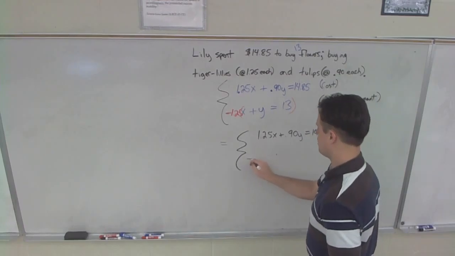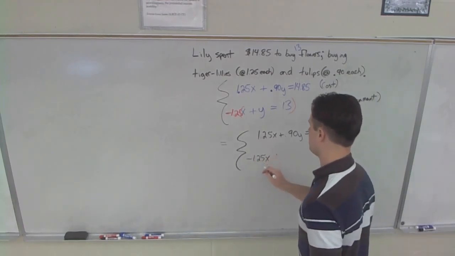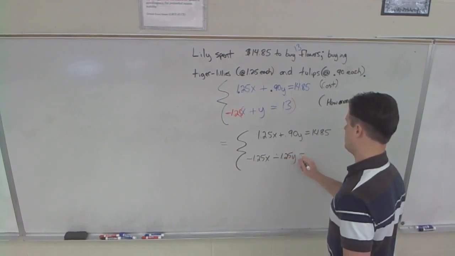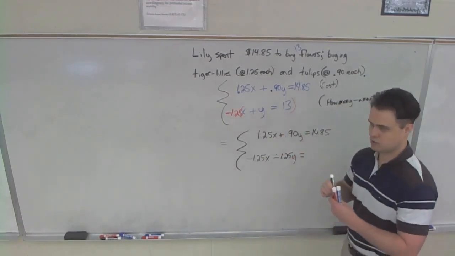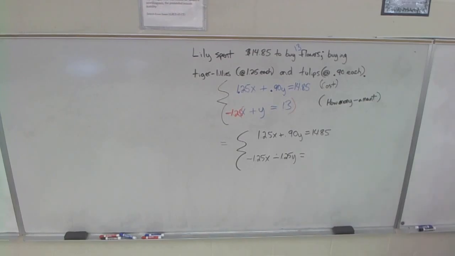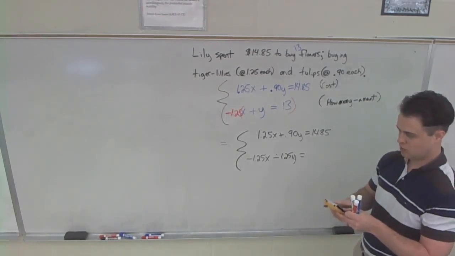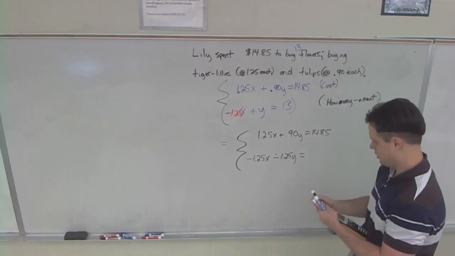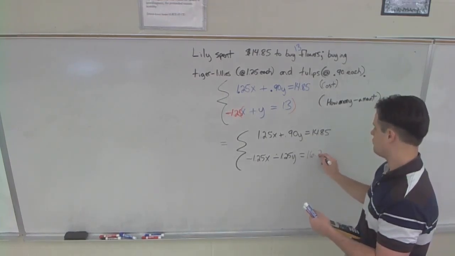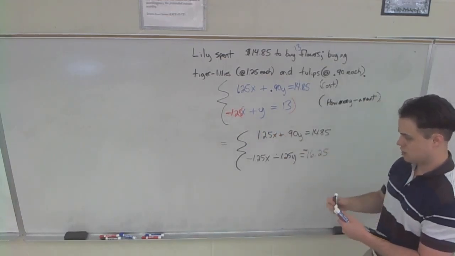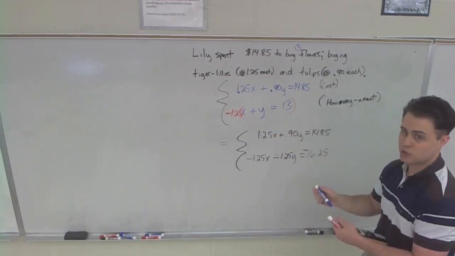So we've got negative $1.25x. Now the x's will go away. Negative 1.25y. And negative 1.25 times 13. I'm just going to use my calculator on that. Let's see, 13 times $1.25. You could add it up. 16.25 negative, exactly, because of the negative. All right, let's add it up. See what happens. Probably need your calculator.